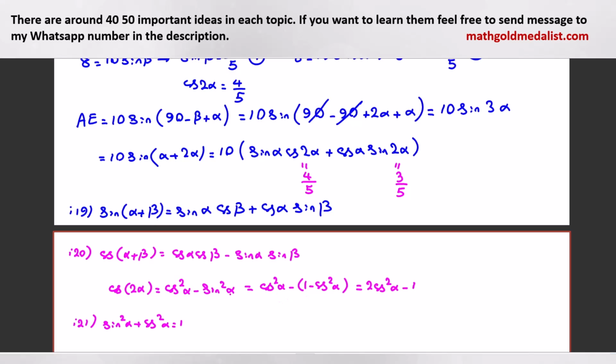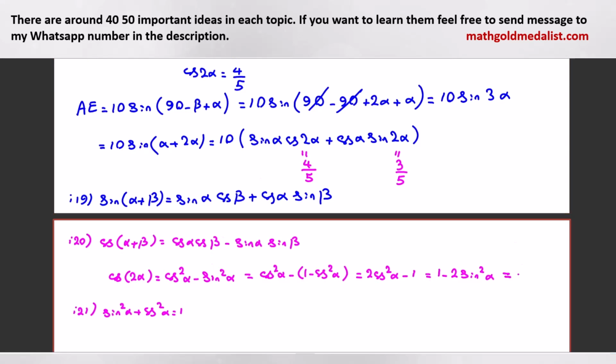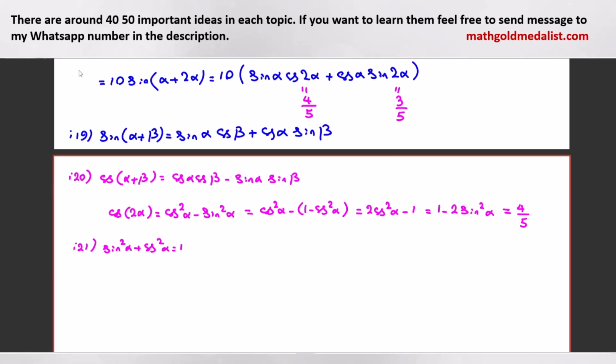If we replace cosine squared alpha with 1 minus sine squared alpha, it will be this. Okay? Now, we know cosine 2 alpha is 4 over 5. So let's calculate sine alpha and cosine alpha here.